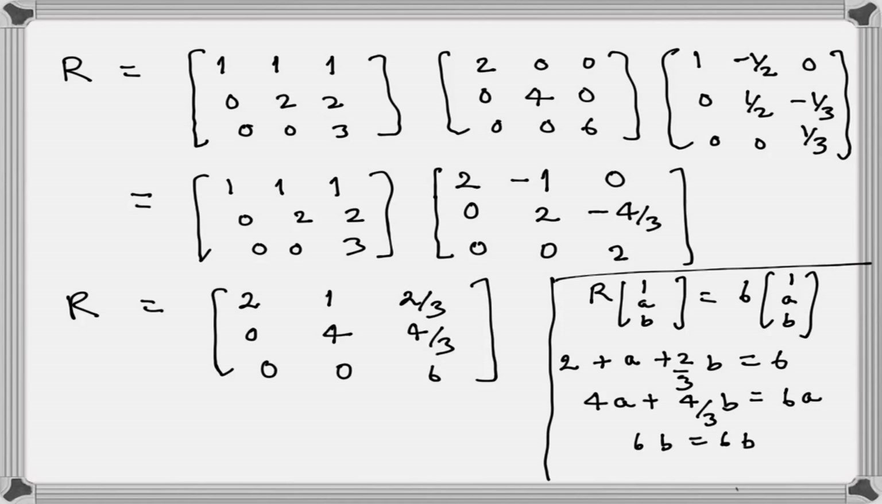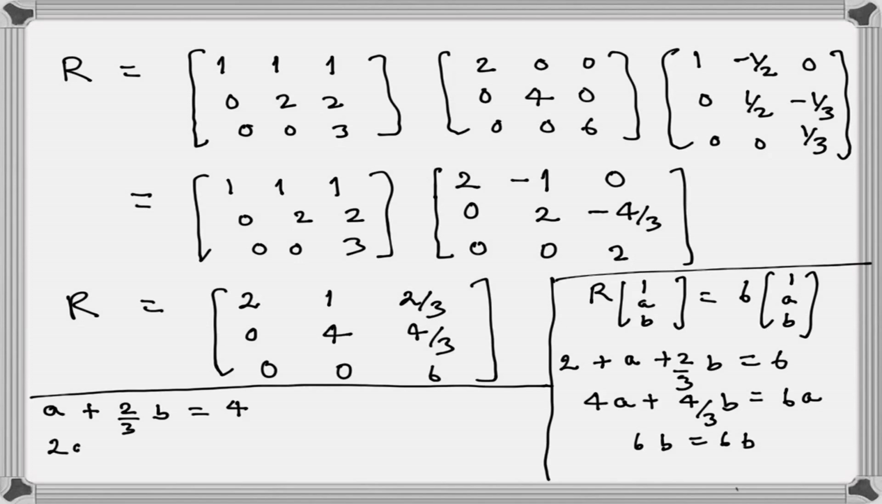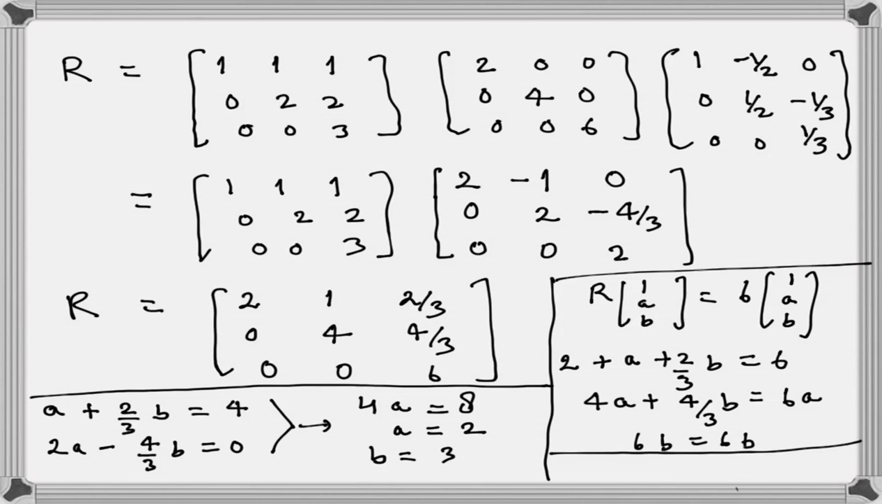If you simplify it, you get a plus 2 by 3 b equal to 4, and 2a minus 4 by 3 b equal to 0. If you solve these equations, this gives 4a equal to 8, so a is 2, and 4 by 3 b equal to 4, so b is 3. This implies a plus b equals 2 plus 3 equals 5. So this is what we wanted to show.